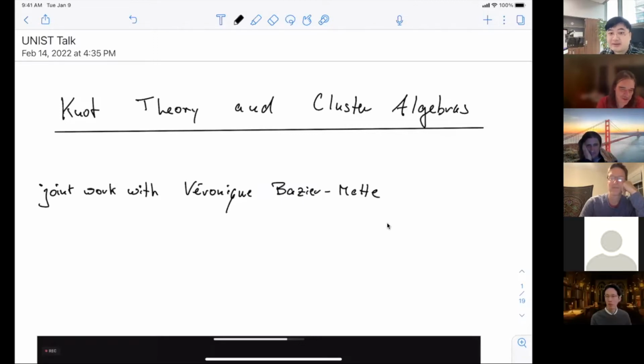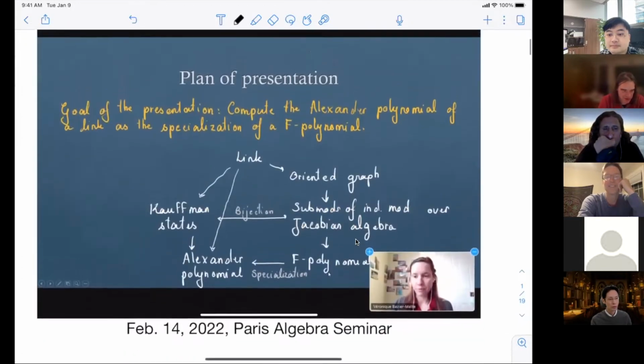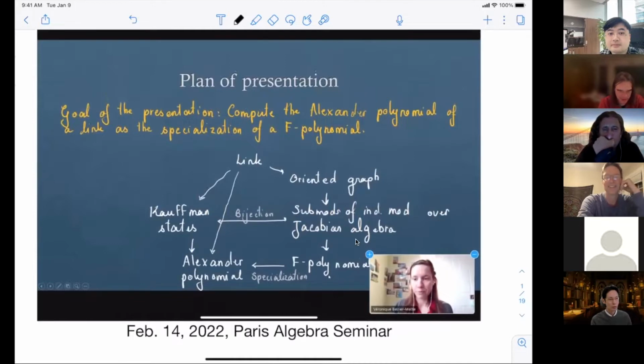Thank you very much. Thank you, Rak-Kyeong, for the invitation, and I'm happy to speak here. I will report on relatively recent progress on the connection between knot theory and cluster algebras. This is joint work with Véronique Bazier-Matt, who is postdoc here at Connecticut. I have a picture of her. Coincidentally, this picture was taken this morning when she was giving a talk on the same subject in the Paris Algebra seminar.